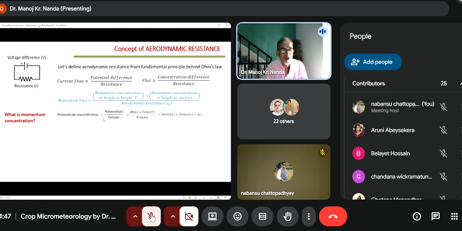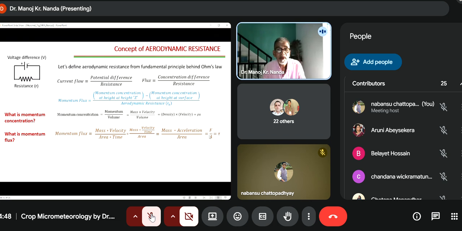So momentum concentration means momentum by volume, or mass into velocity by volume. Mass by volume becomes density, and this is velocity. This is how momentum concentration is rho into u. Then what is momentum flux? Momentum flux is simply F by A, force per unit area, or tau. Tau is the momentum flux. Dimensionally it comes like that: mass into acceleration by area, mass into velocity by area into time. So mass into velocity by time is your mass into acceleration by area. So it is becoming force by area, tau.